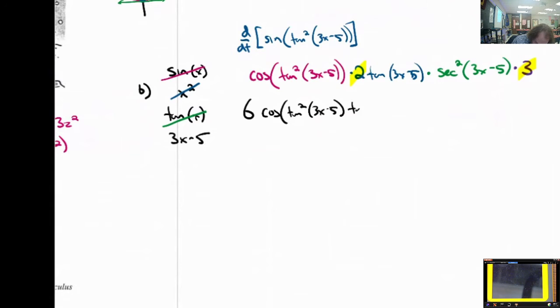times the tangent of 3x minus 5, times the secant squared of 3x minus 5. This problem is awful. There's probably some other ridiculous simplification we can do there, but I already hate this problem.